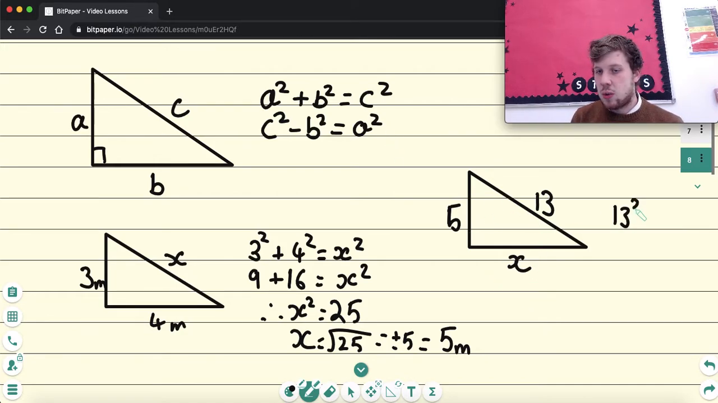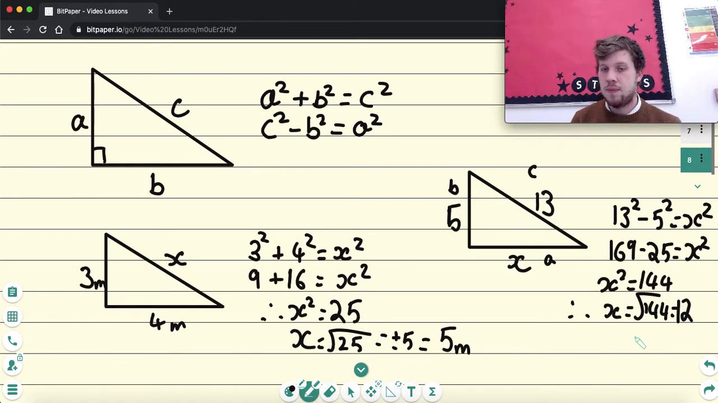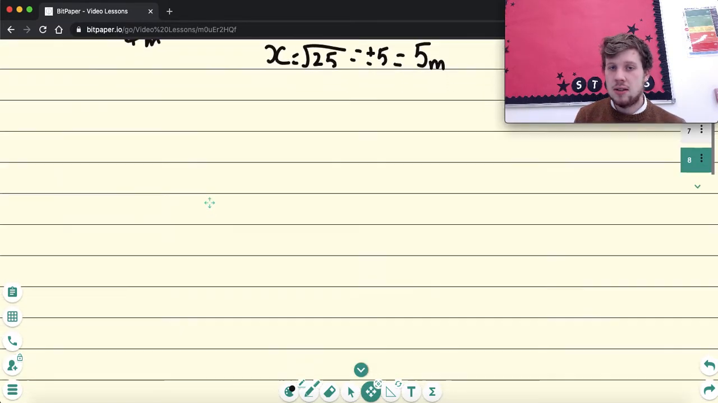So 13 squared subtract 5 squared would give me x squared, if I labelled them as c, and then this would be b, and this would be a. 13 squared is 169, 5 squared is 25, and x squared remains the same. So that would give me x squared as a value of 144, so therefore, x must be equal to the square root of that, and I would always write this square root step first, because this could help us when we do multi-step Pythagoras, which would give us an answer of 12. Okay, so that was Pythagoras, so make some notes on that.